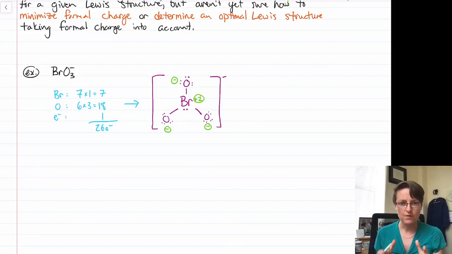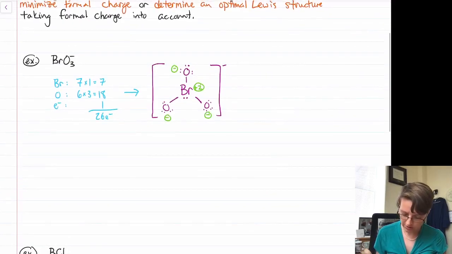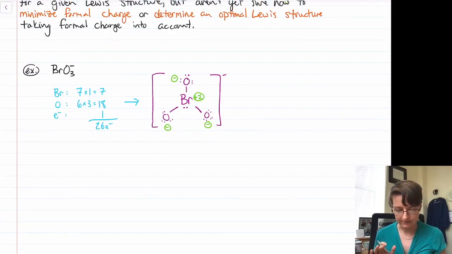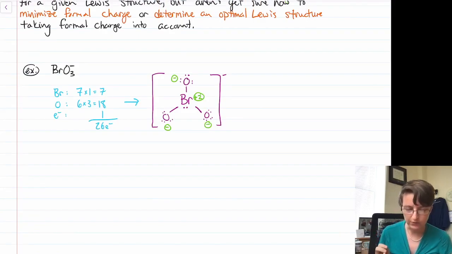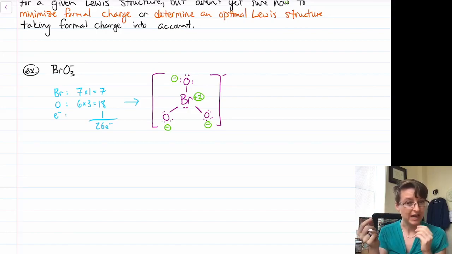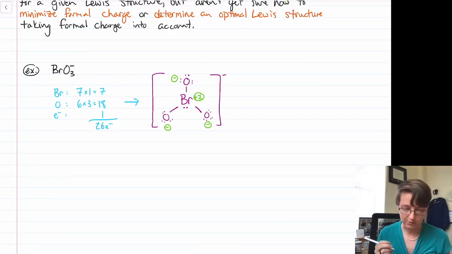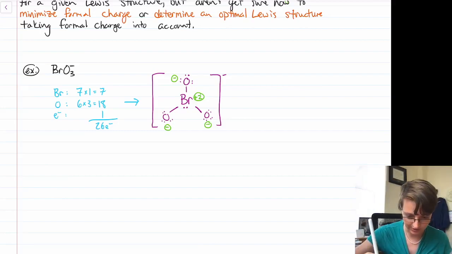And so hopefully, based on our rules that we discussed in class about formal charge, you might start to suspect that this might not be the optimal Lewis structure. In fact, I think seeing multiple formal charges, particularly when you have some negative formal charge and some positive formal charge on neighboring atoms, is a really good clue that we don't yet have the optimal Lewis structure. And so what I want to show you right now is a tip for removing unnecessary formal charge and coming up with a more optimal structure.